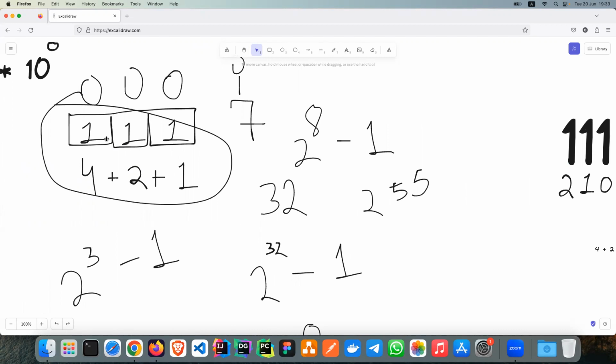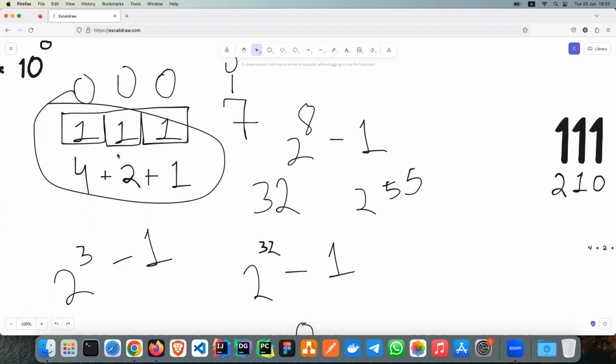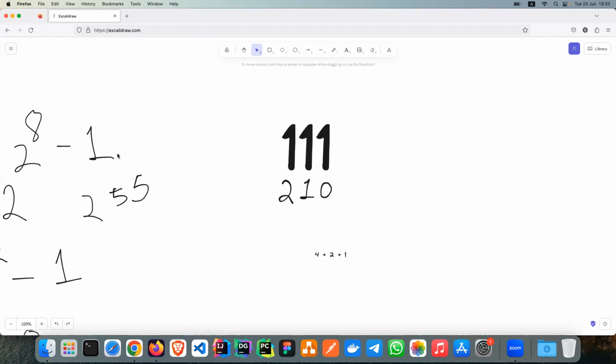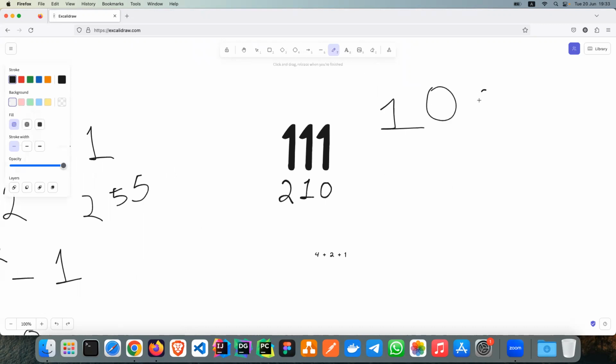Binary numbers with all ones are always some power of 2 minus 1, because powers of 2 are represented like this. For example, this is 8, this is a power of 2. Like 0, 1, 2, right? This is 4, okay.